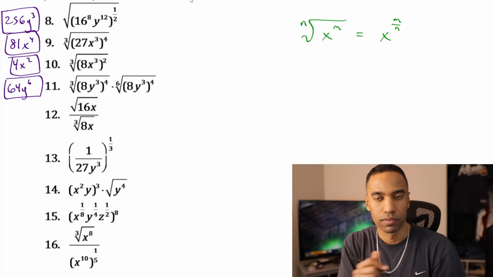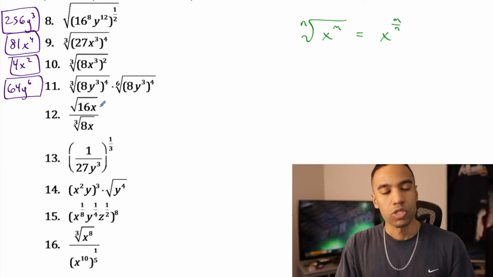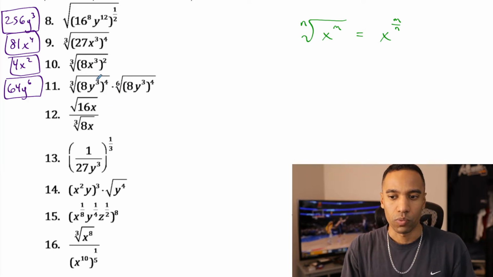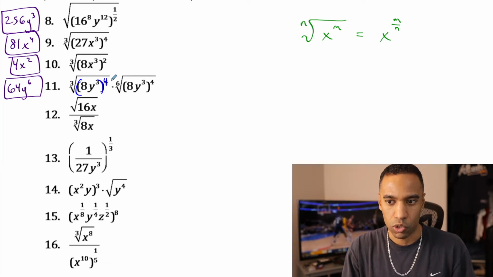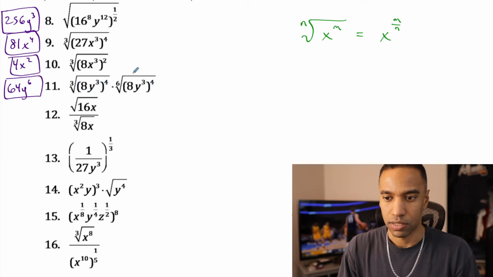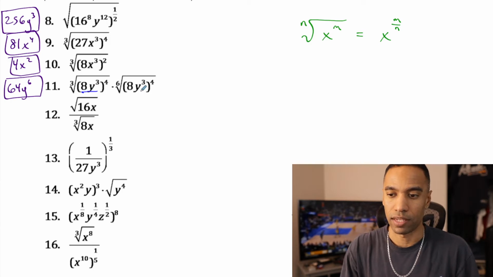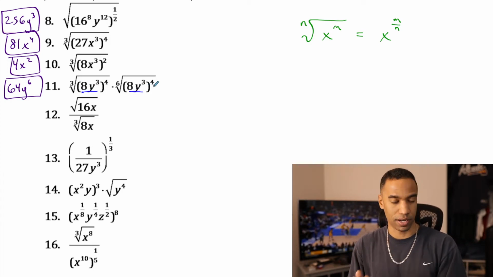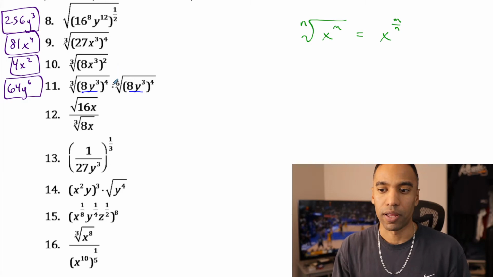Here's an alternative. Something special about this problem is that, when you call something a base, this thing's all raised to 1 power and all raised to 1 power here. That means these are bases. When you look at these bases, what do you notice? 8y cubed and 8y cubed. They're identical. And we are multiplying something here.